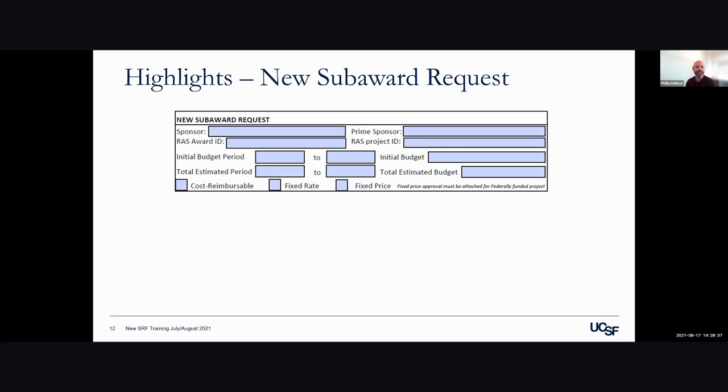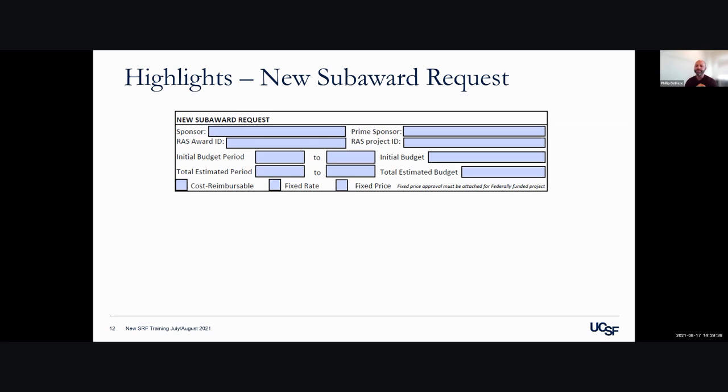The RAS award ID, that's the A number, the project ID. The project ID might be the most important piece of information that we need from a system setup perspective, because when we create the SC number, we create it under that specific project ID. So the SC number gets created under that very specific project ID. And once it's created, the subcontracts team can't move it to a different project ID. And so we definitely need that piece of information before we set up the subaward.